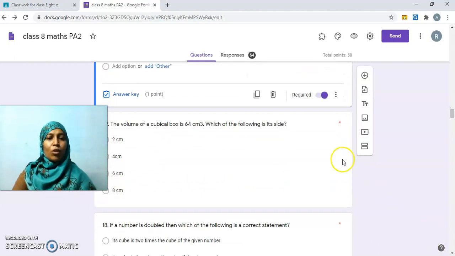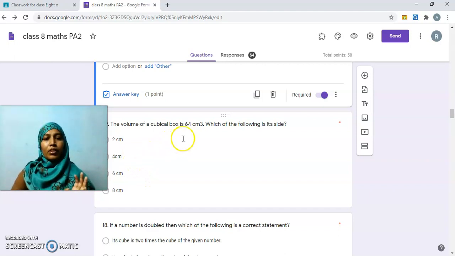Next question. The volume of a cubical box is 64 centimeter cube. Which of the following is its size? In this question, for few of you, the second option would have appeared as option 2 itself in your question paper. And for few, you would have seen 4 centimeter. So I decided to give marks for all the children, whatever answer you have clicked.